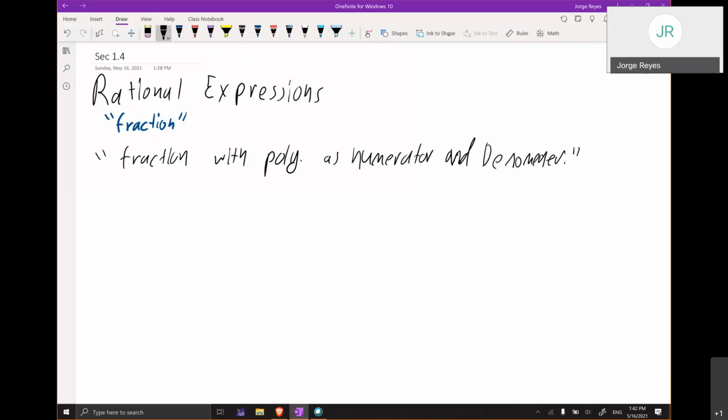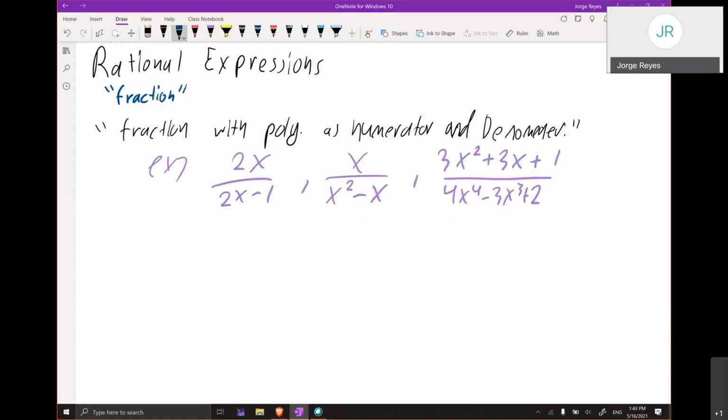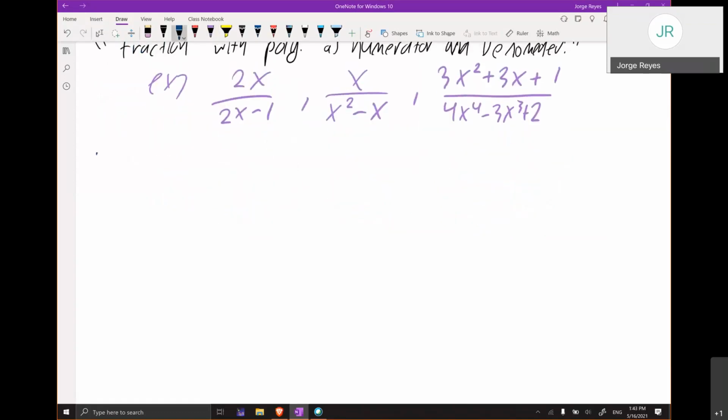And so, just some quick examples. Here, 2x over 2x minus 1, rational expression. x over x squared minus 1, rational expression. And then they can even get horrifyingly long, like this over 4x to the fourth minus 3x cubed plus 2, stuff like that. All rational expressions. But before we really get into rational expressions, I need to crash course you on what a domain is.